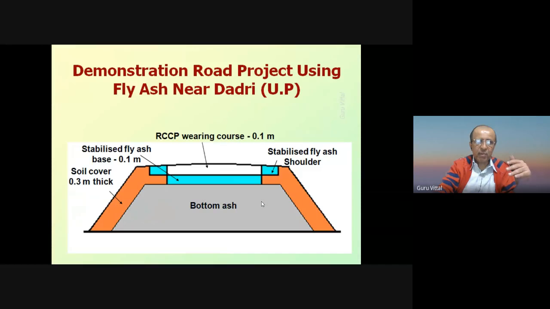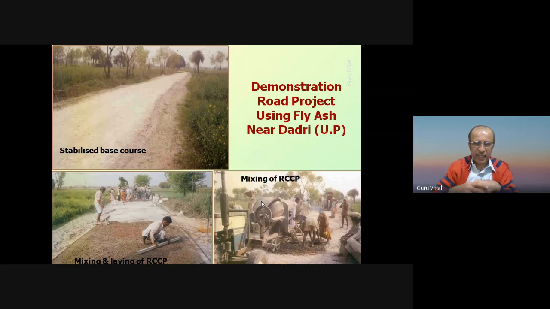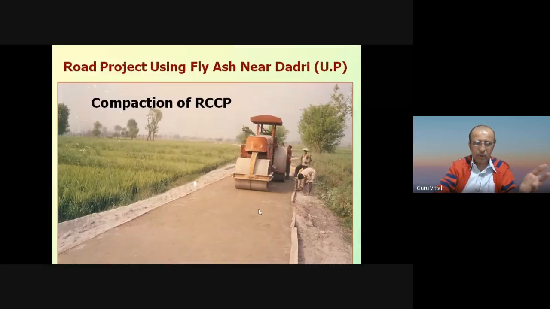This is another rural road we constructed nearer to Delhi, in Western UP, using roller compacted concrete and a stabilized fly ash layer. Some photographs are there of laying the roller compacted concrete and then compaction using a normal roller. Of course, it was also a rural road, and so the performance was very good.